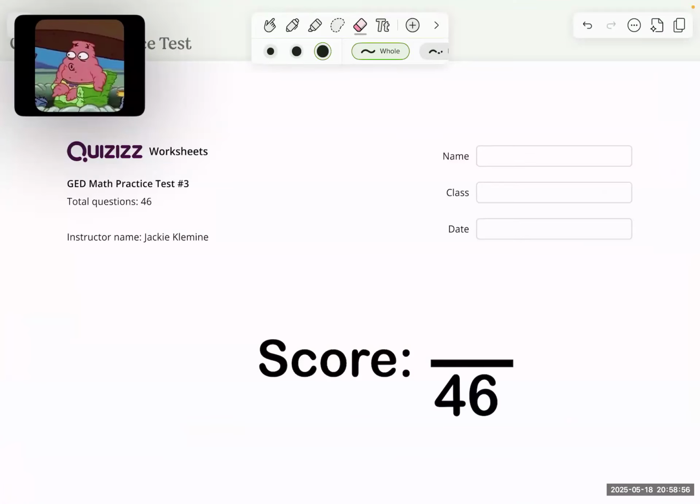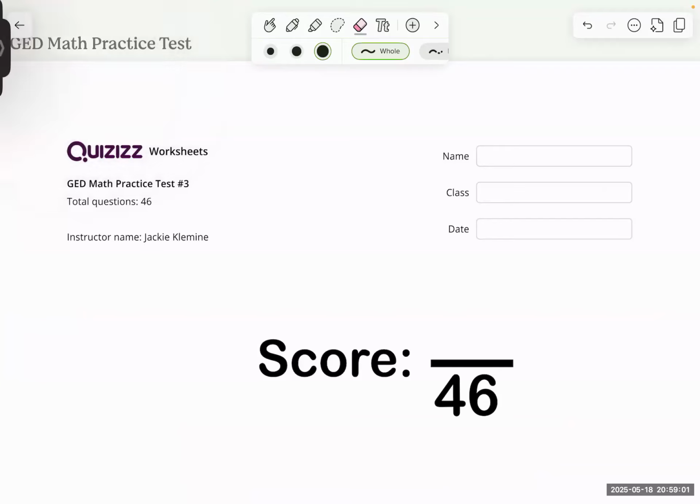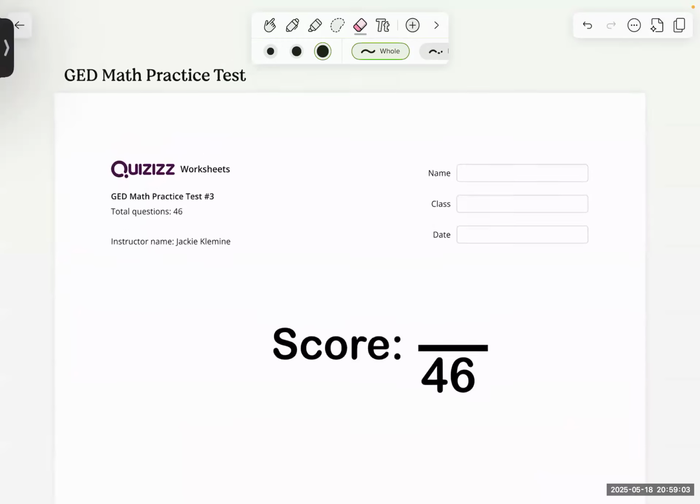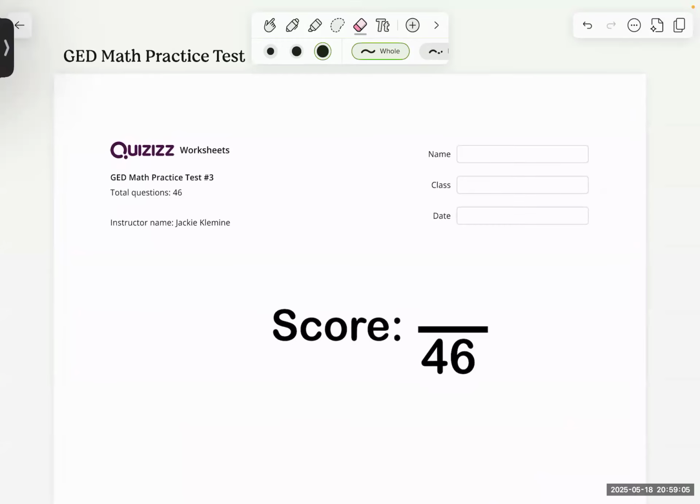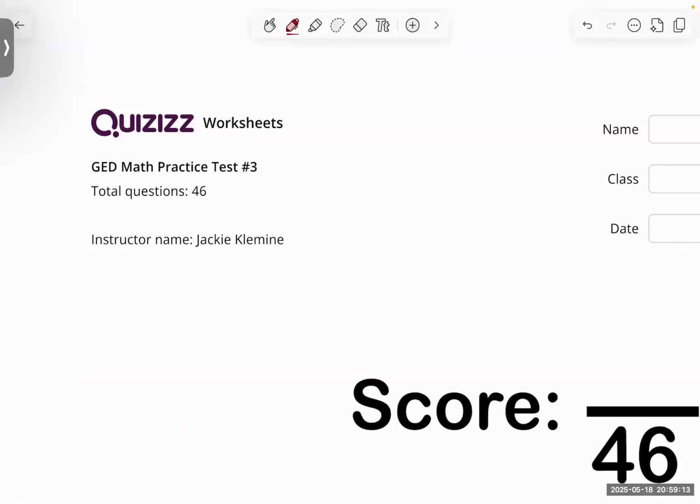Okay, hello everybody. I am going to be going over the Math GED practice test packet that I have given you all. Now, remember that the GED math test has 46 questions and you're given 115 minutes to complete everything. Remember, there are two parts.